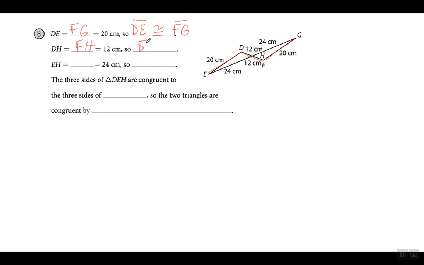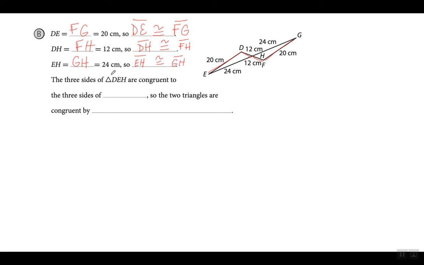So segment DH is congruent to segment FH. Let me say this one in Spanish. EH, el lado que mide 24 y es congruente a GH, que también es el lado que mide 24 en el otro triángulo. Así que segmento EH es congruente a segmento GH.